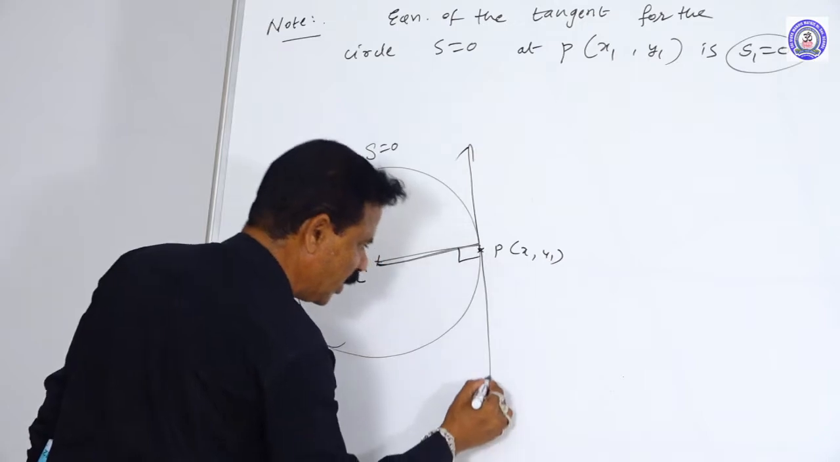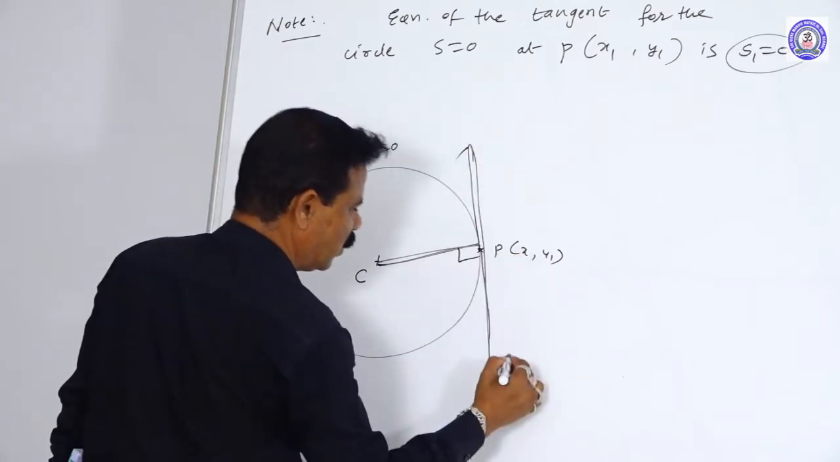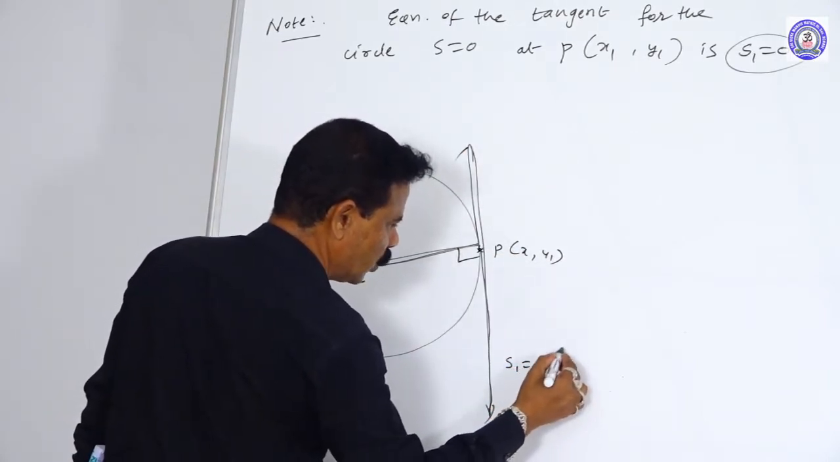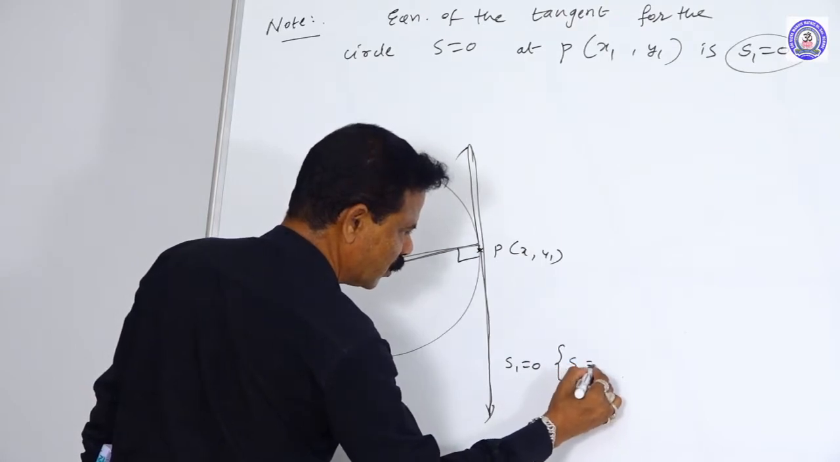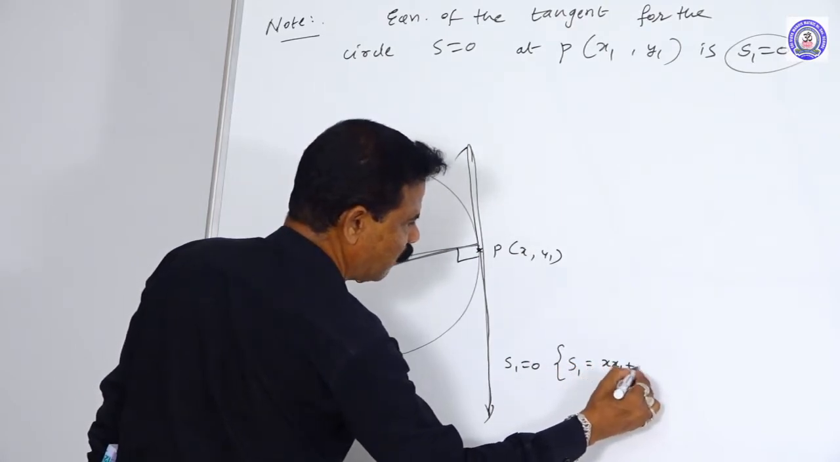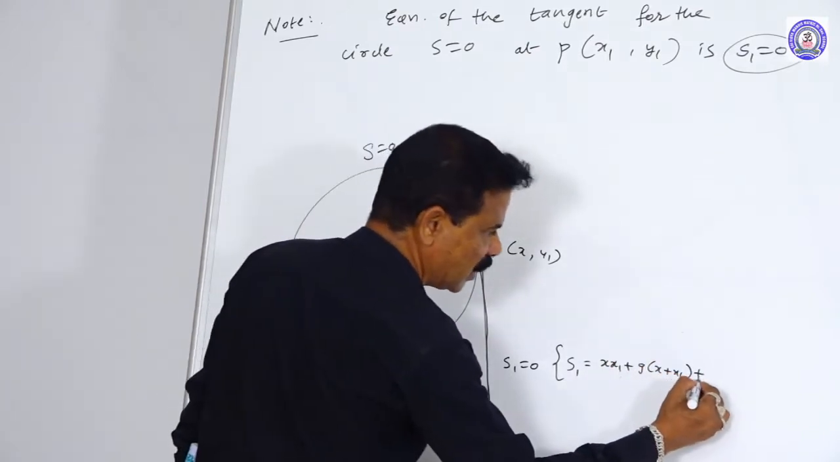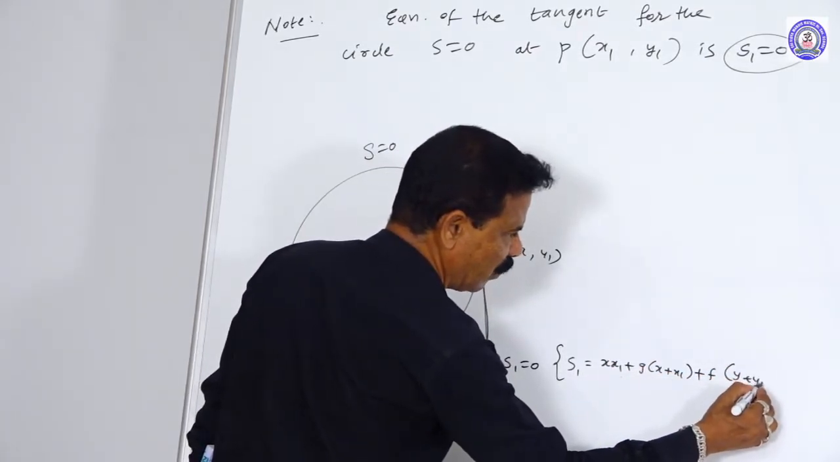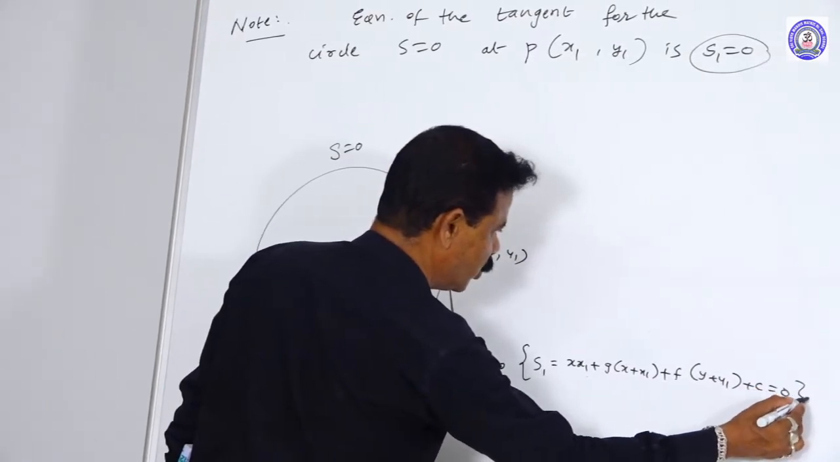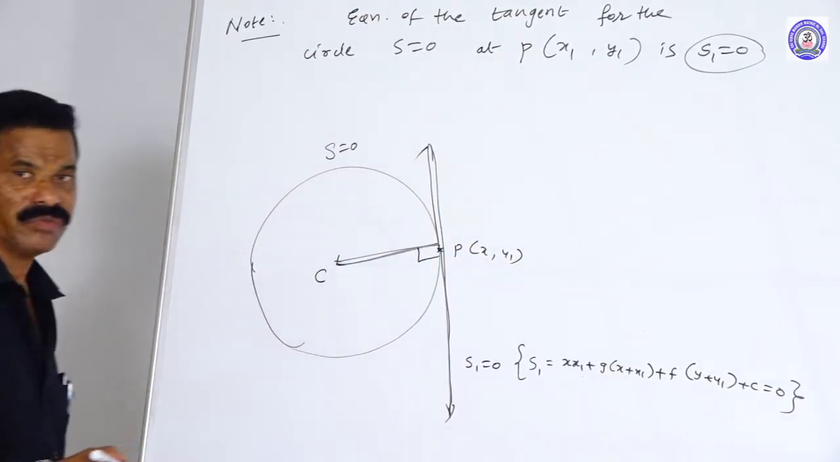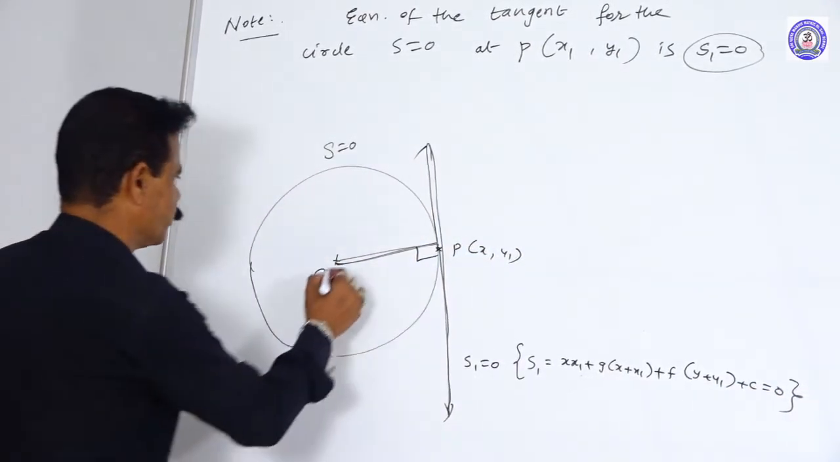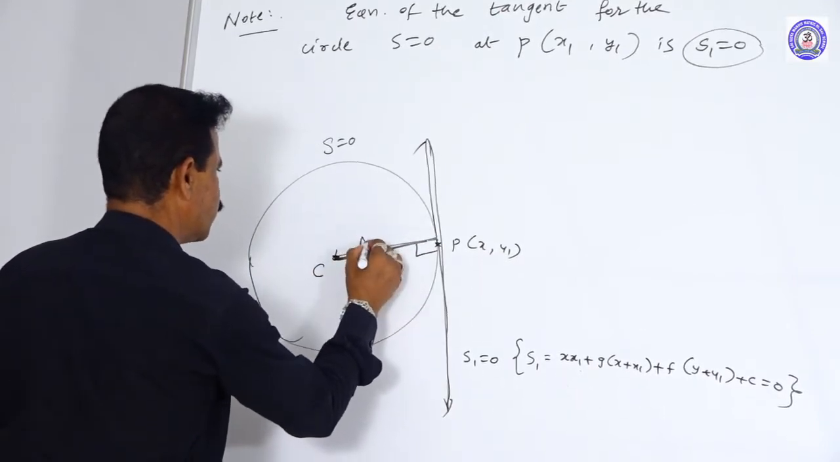The equation of the tangent is S1 = 0. So S1 is nothing but (x1 + g)x + (x1 + f)y + y1 + c = 0, which is the equation of the tangent. And this is the normal.